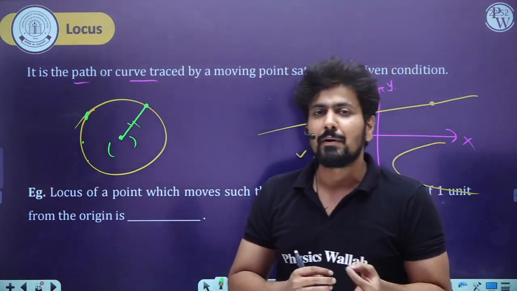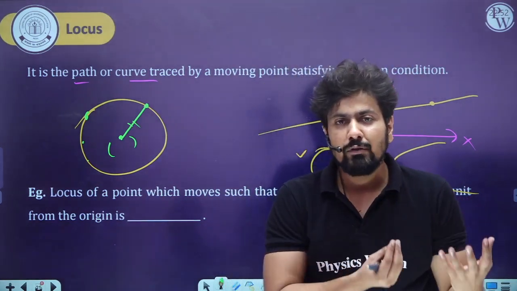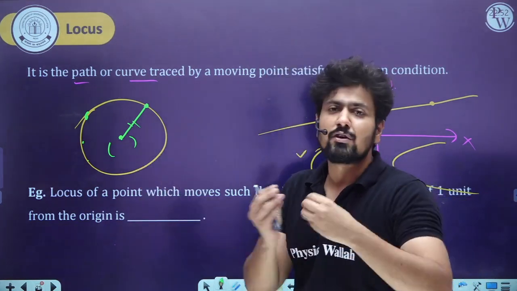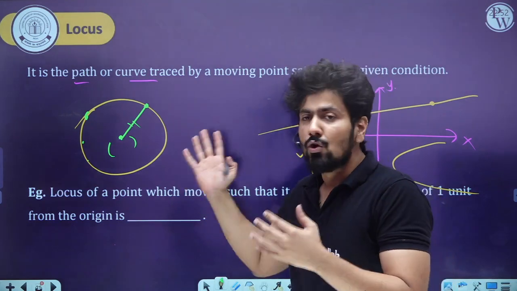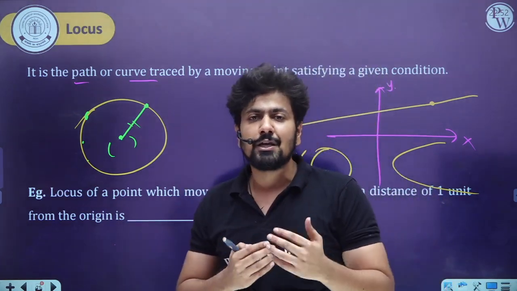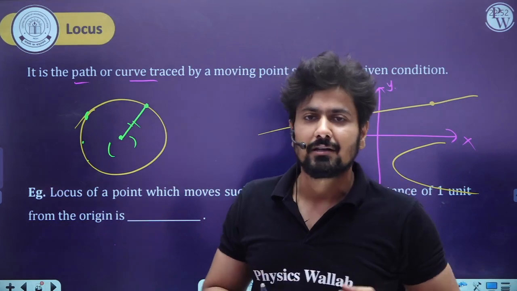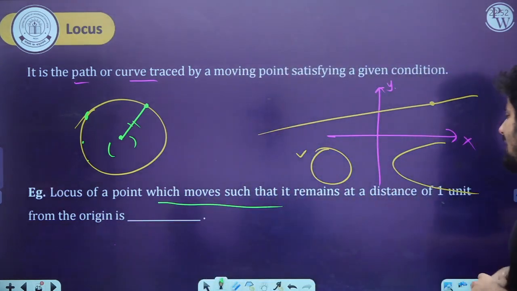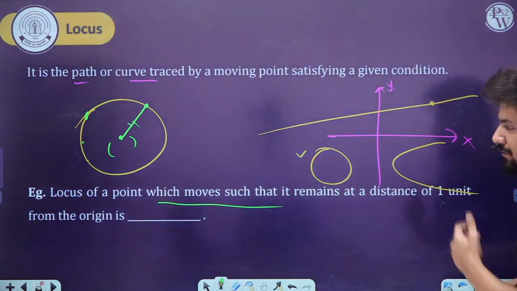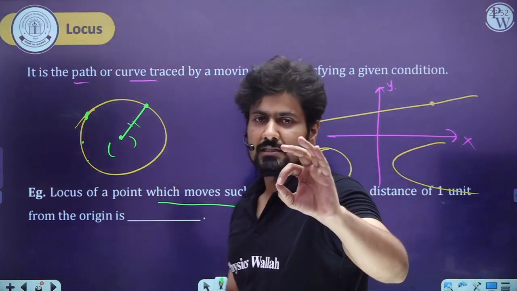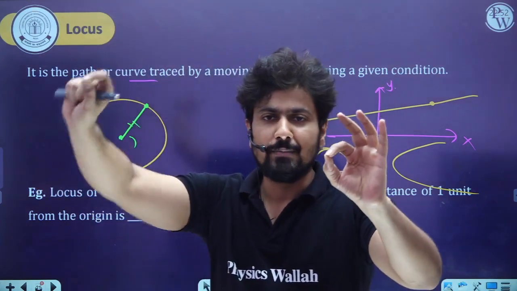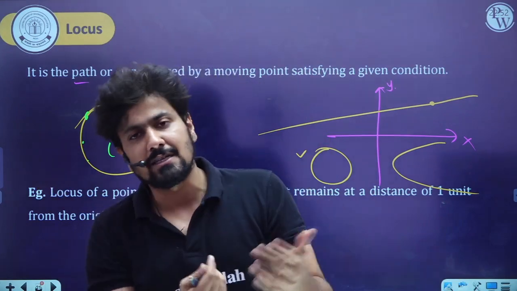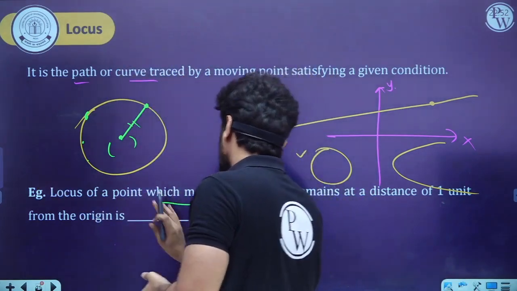And using this property, we can find the locus. What do we mean by locus? Locus means an equation. Suppose I ask you what is the locus of this circle, so basically I am asking you about the equation of this circle. Locus of a point which moves such that it remains at a distance of 1 unit from the origin is again going to be a circle.